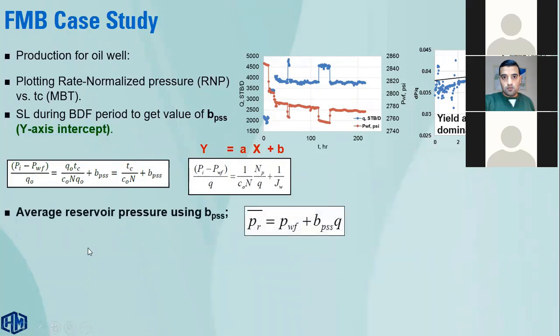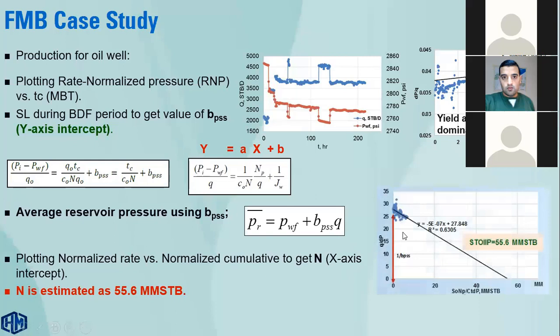After that, the next step is to calculate the average reservoir pressure using this equation, and finally plot q over delta P on the y-axis versus this term on the x-axis. As you can see, the x-axis intercept will be N, or STOIIP. So in this field example, N is more or less 55 million stock tank barrels.